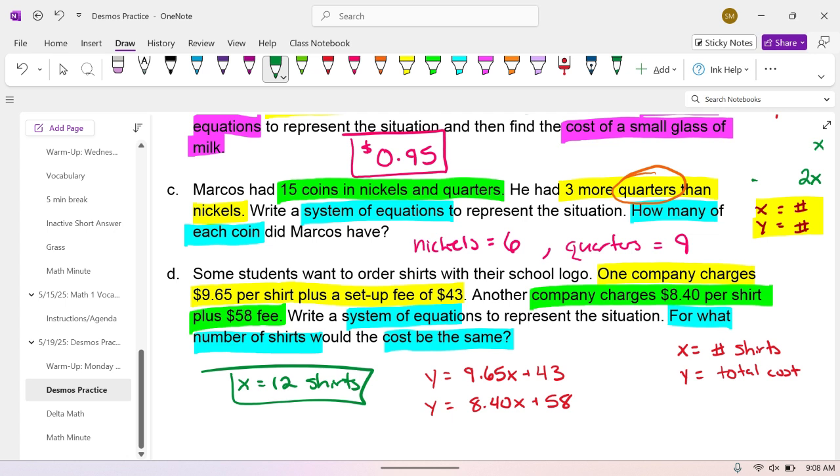I would say the Y is the total cost. Remember, when you're trying to make equations like this, think about just input output. What are you putting in, what are you trying to get out? So you put in the number of shirts, you get out the total amount.